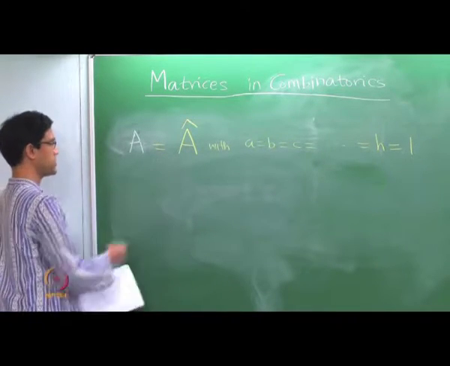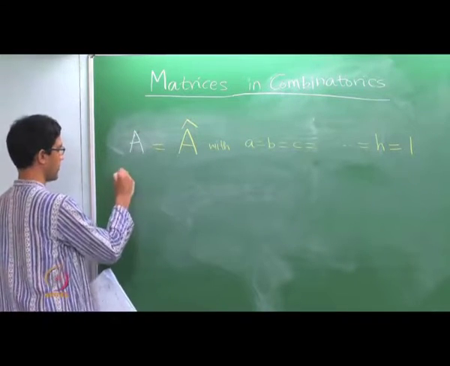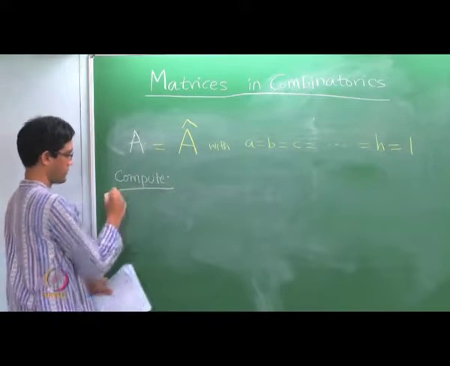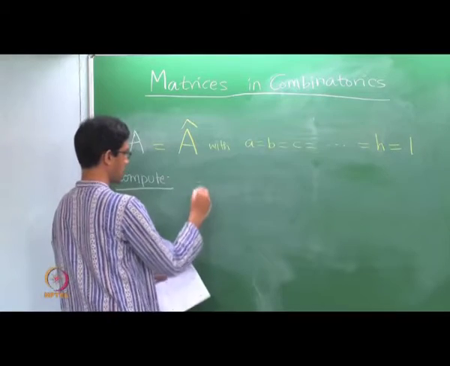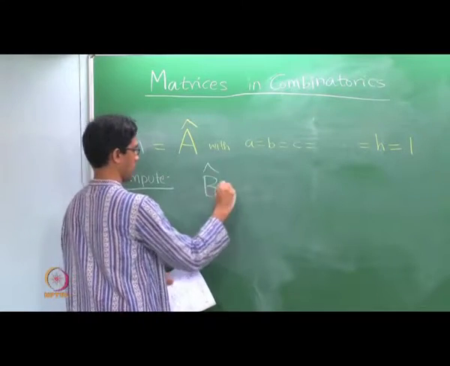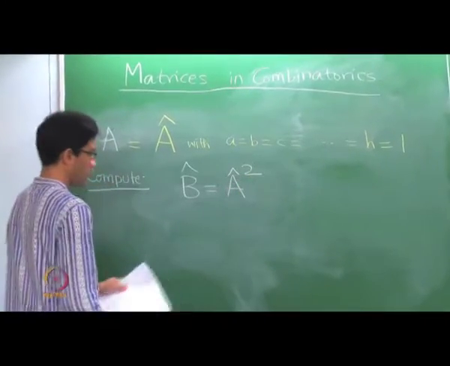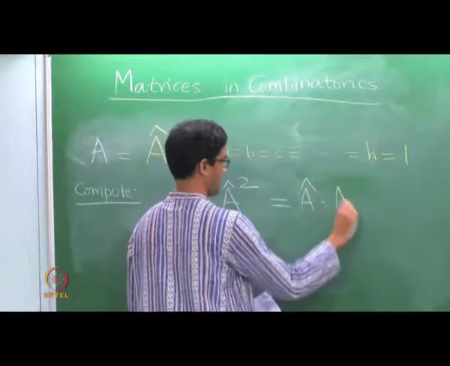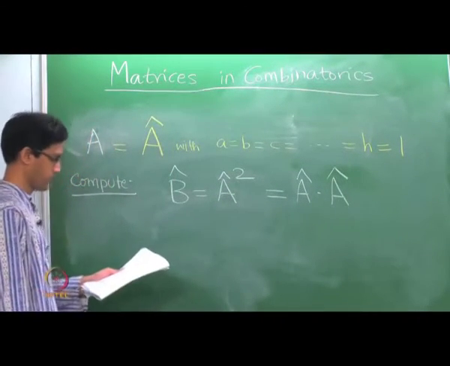But this labeled adjacency matrix has the following nice property. Let's compute the square of this matrix. Let me call it B hat, which is A hat squared. Now what does square mean? Square just means it's A hat times A hat. I need to multiply the matrix with itself.